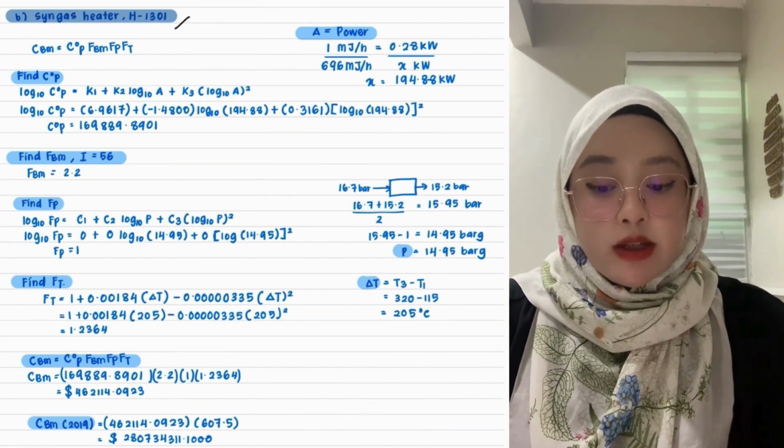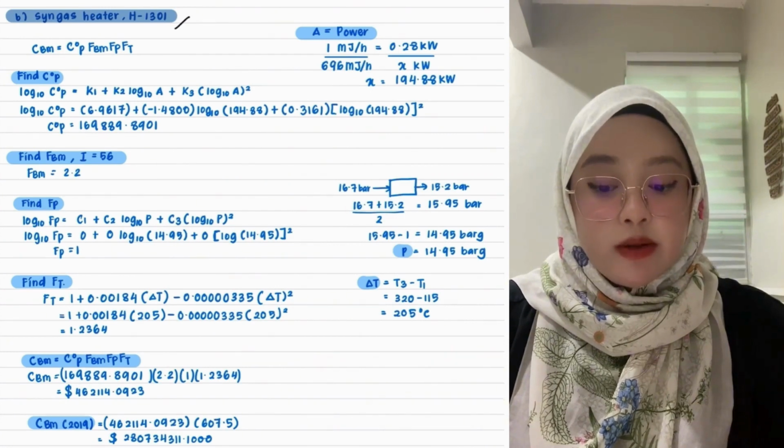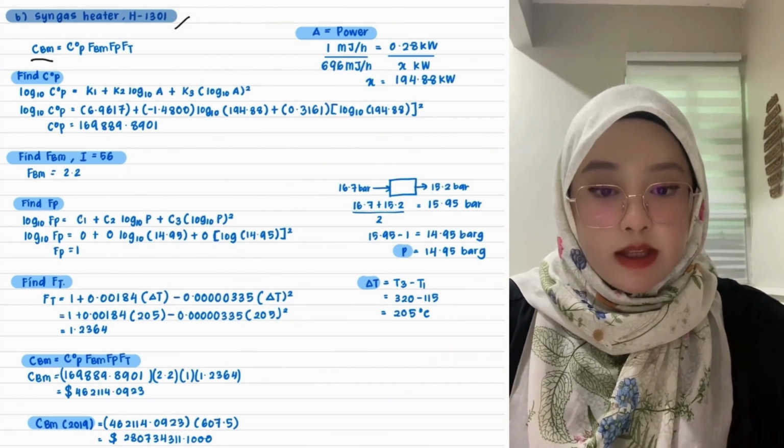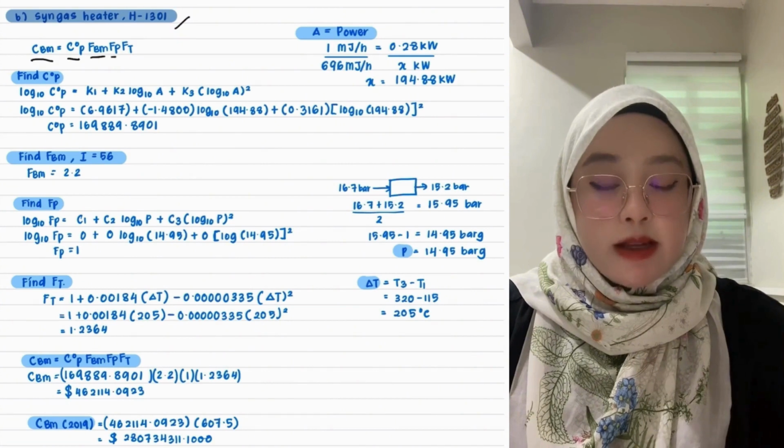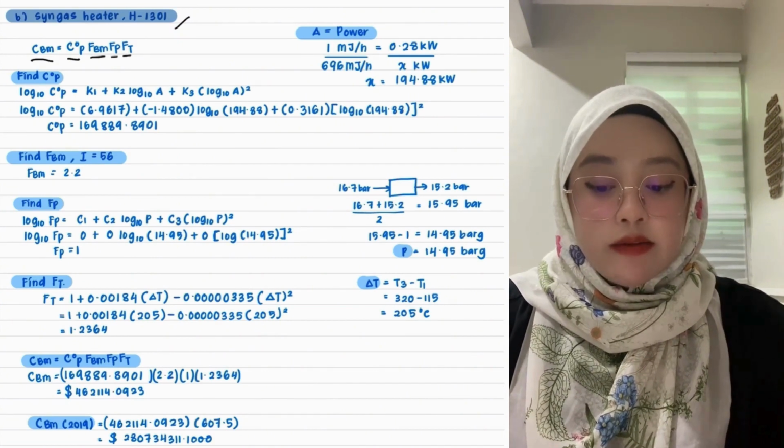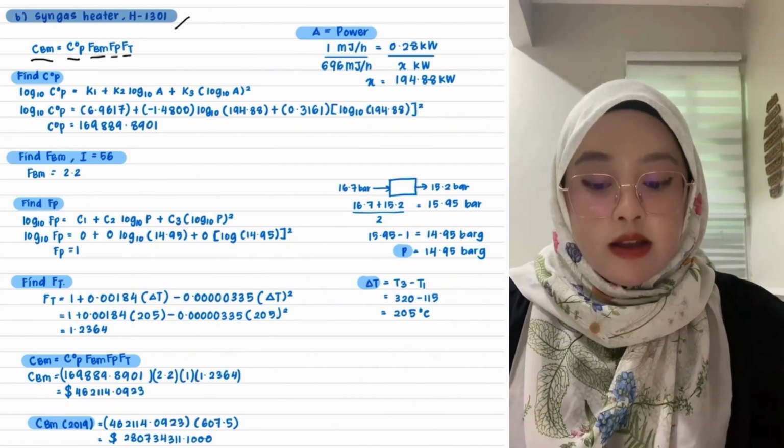So I'm going to explain about question 2 to find the CBM of syngas heater H1301. First of all, based on the equation to find CBM of a heater, we have to use CBM equal to C naught P times FBM times FP times FT. So the first step is to find the C naught P.